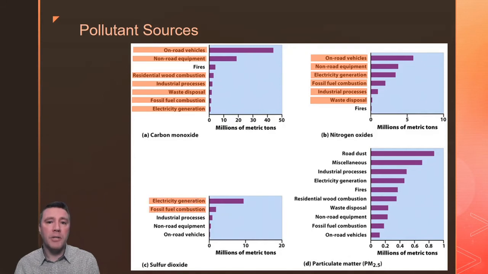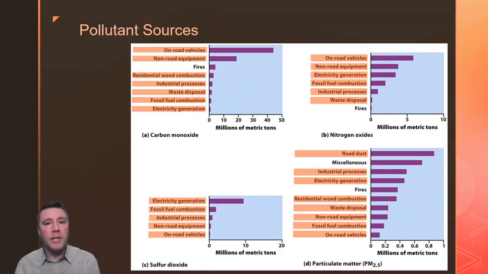Sulfur dioxide emissions, on the other hand, are virtually all attributable to anthropogenic sources. The smallest particulate matter, PM2.5, is the result of human activities, but also naturally occurring processes such as fire and wind, included in the miscellaneous category, that can kick up dust and blow it around in the atmosphere.